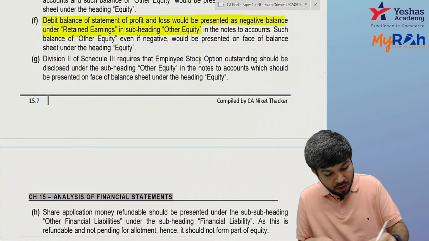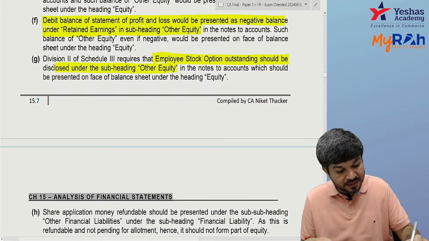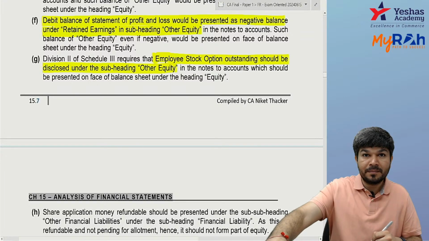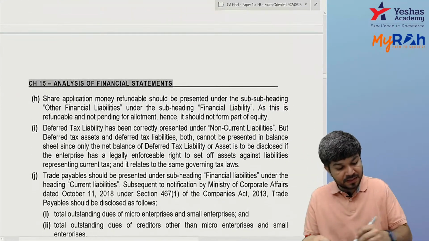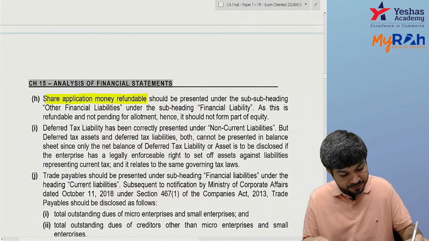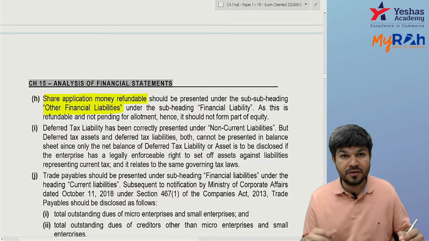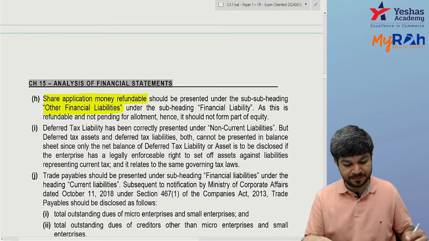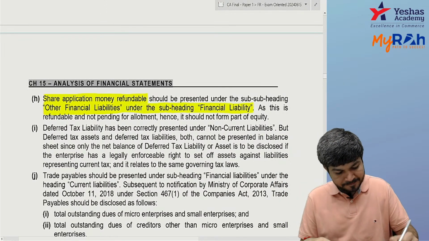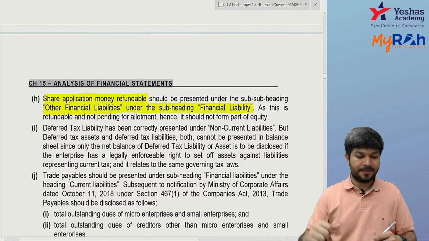Employee stock option outstanding is the SBPR balance. It should come under other equity. Application money refundable should appear under other financial liability. So under your current liability, financial liability, under that other financial liability.